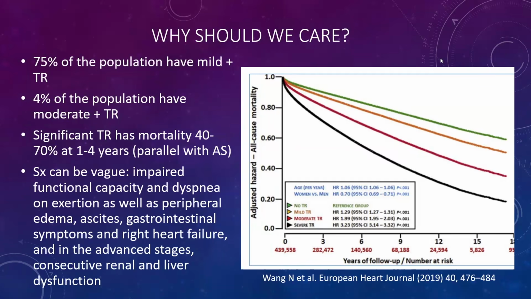But it's important also because the symptoms can sometimes be vague. Patients will present sometimes with impaired functional capacity, sometimes with exertional dyspnea, edema, or other symptoms that may be right-sided heart failure symptoms, ascites, and renal and liver dysfunction, and tricuspid regurgitation may not be identified as the driving force for some of these things. So it's something to keep in mind if an echocardiogram is done, that this is not just something that we ignore.